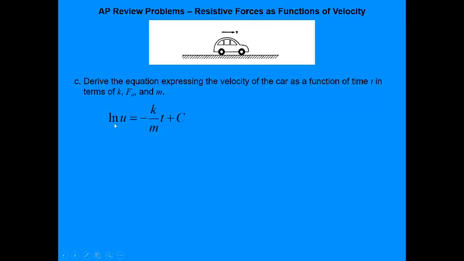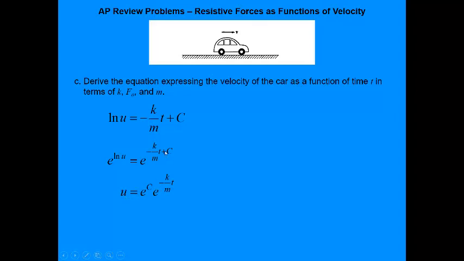If we want to eliminate the natural log, we have to do this. We're going to say e to each side. So this is e to the natural log of u, and this is e to the negative k over m times t plus c. Fancy math. It's a process, folks. Hopefully you recognize that e to the natural log of u is simply u.